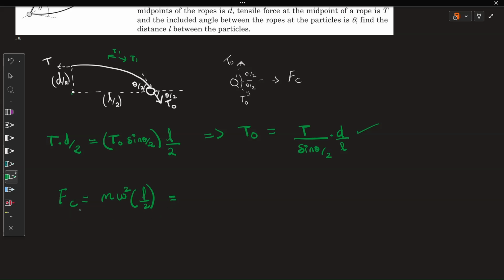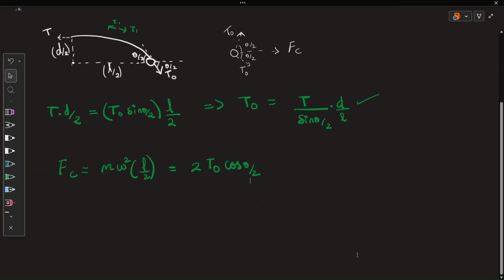This is not a fictitious force. Centripetal force is not a fictitious force. Some kind of force will be acting towards the center. Here it's tension, no other force is acting. So the component of these two tensions along this direction is 2 T naught cos theta by 2. And we know the value of T naught.